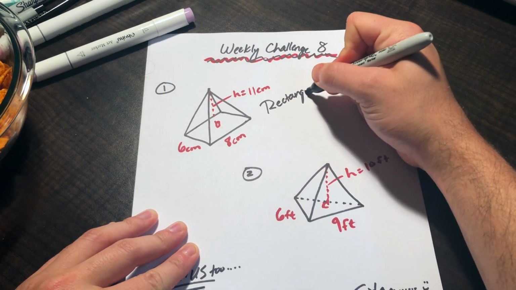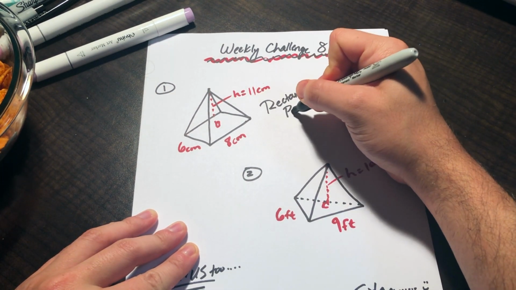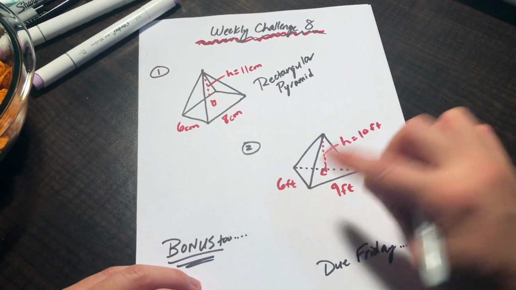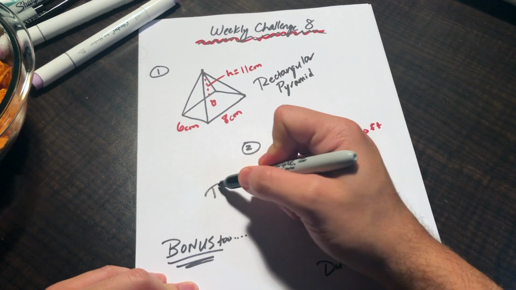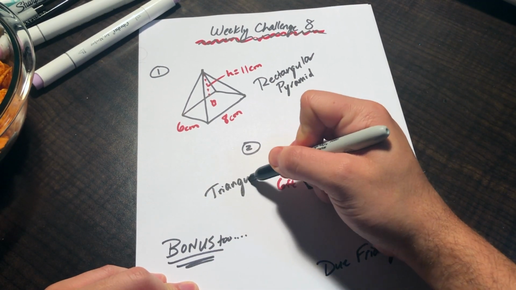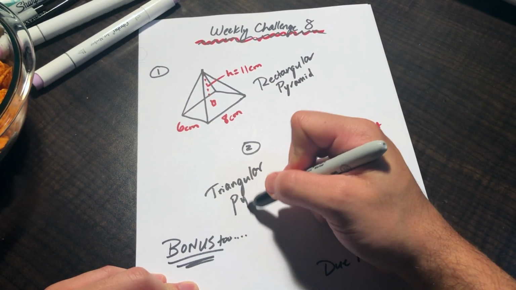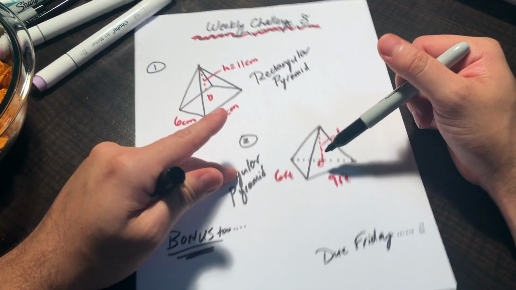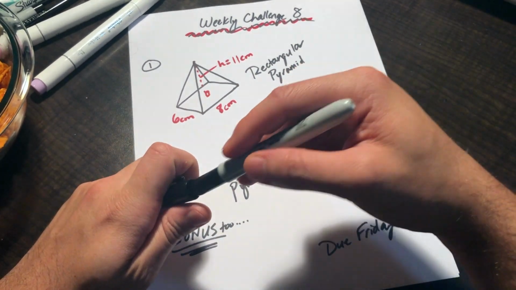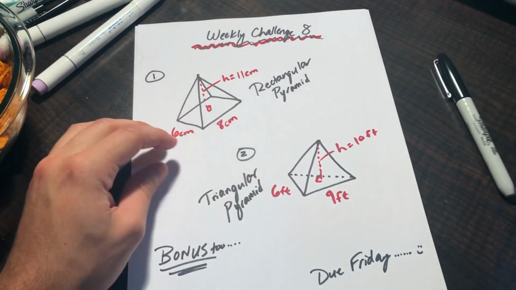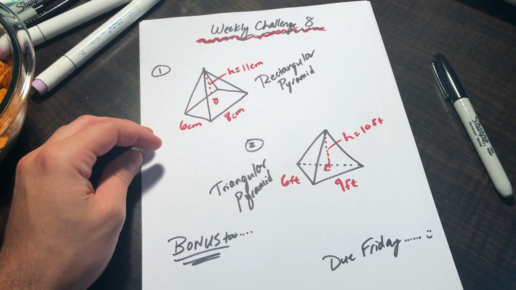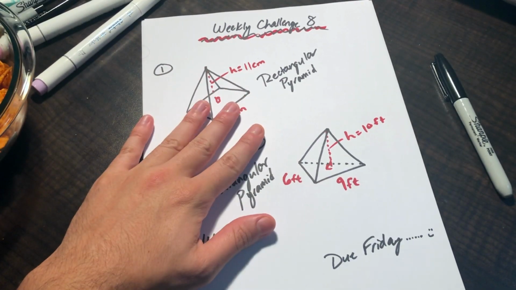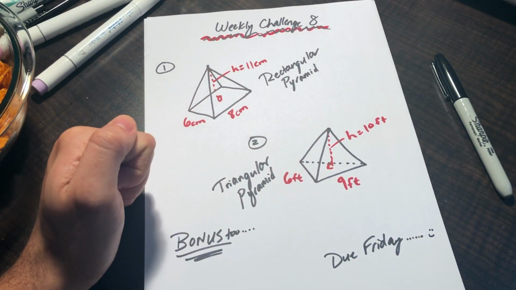And number 2, I want you to find the volume of this. This is a triangular pyramid. So go ahead and do number 1, do number 2, and you'll get a couple of other questions there. So check out the Google Forms that's attached on your Google Classroom. So there it is, weekly challenge 8. Number 1, number 2, a couple bonus. Good luck with weekly challenge 8. Do your best.